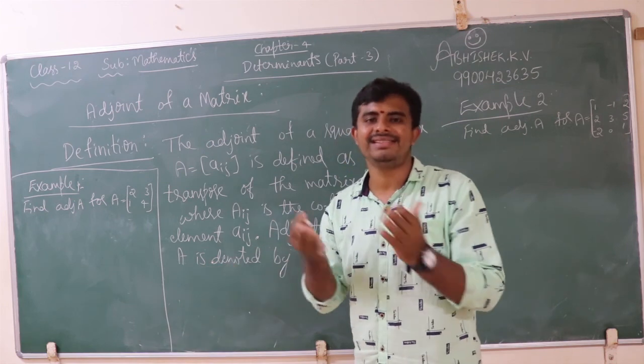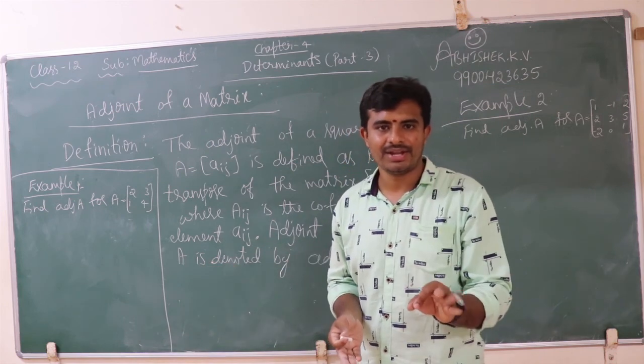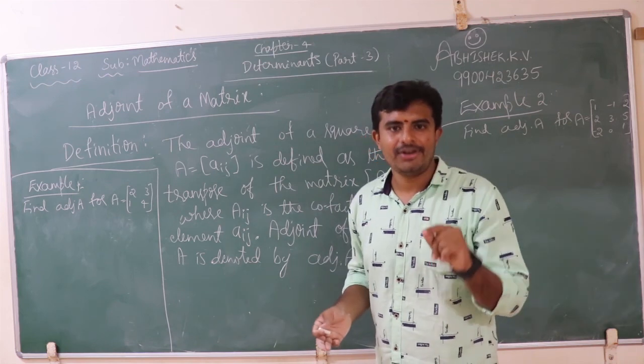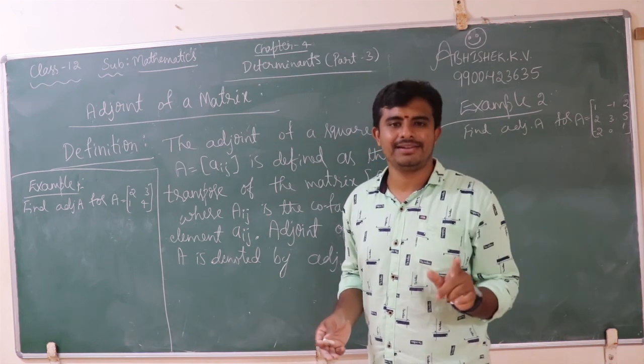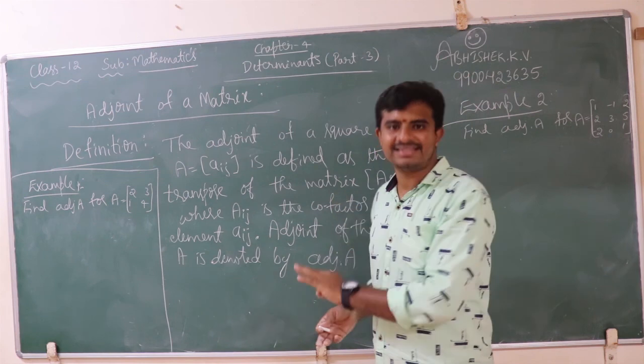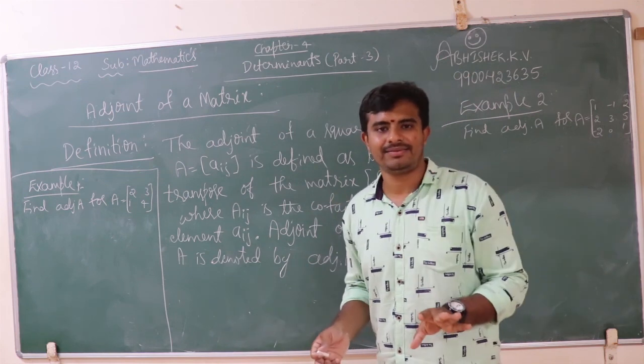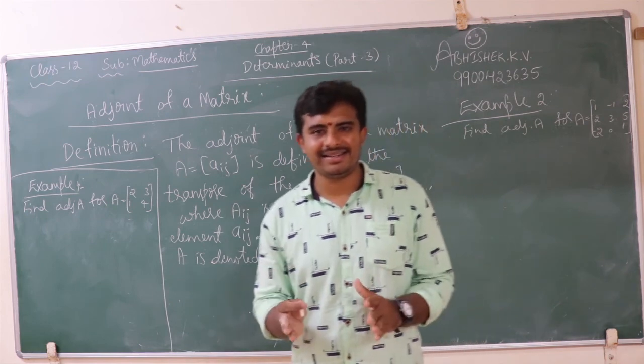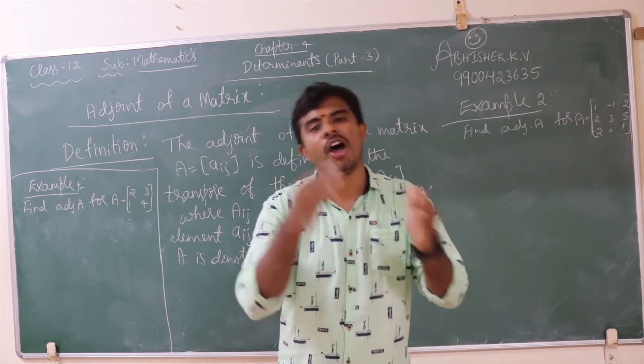What is Mij? It is minor. That's why I told you: to define adjoint, we need cofactor; to define cofactor, we need minor. So I started this session with the definition of minor. We already learned that, right? The adjoint of a matrix is nothing but the transpose of the cofactor.